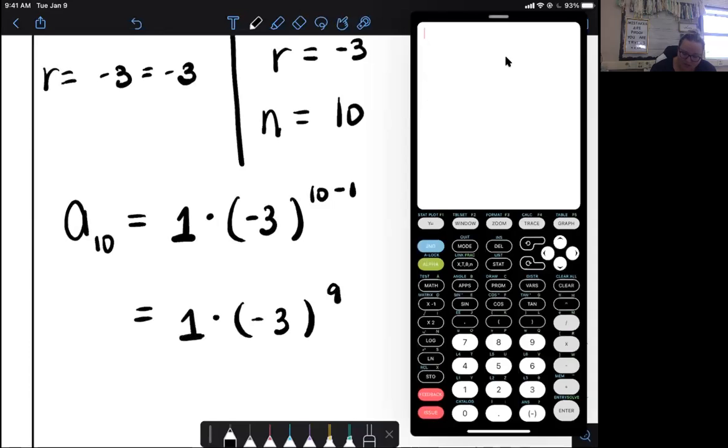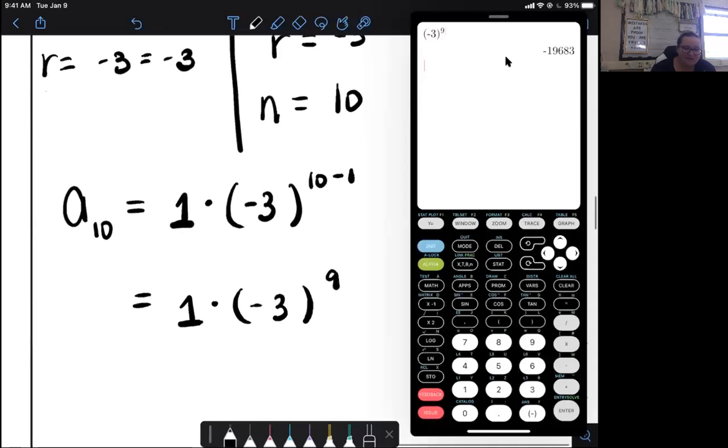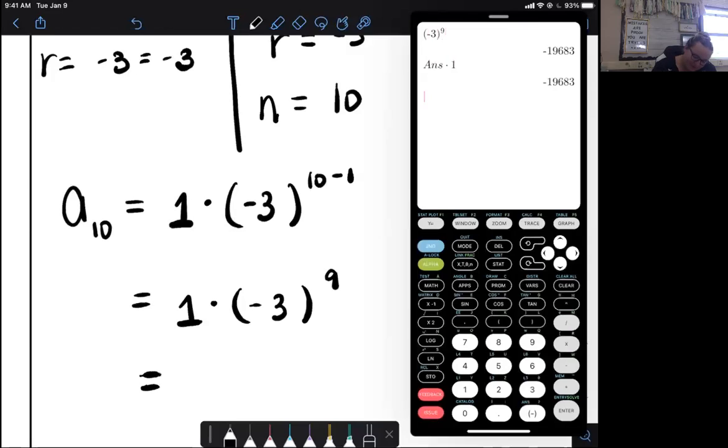Oh, just kidding. So whenever you are taking a negative number to an exponent, you want to make sure you put that in parentheses and then take the negative and the number, so that whole negative, -3, to the 9th power. And we get -19,683. And of course, we still have to multiply that by 1. Anything times 1 is just itself, though. So our 10th term in this sequence is negative 19,683.